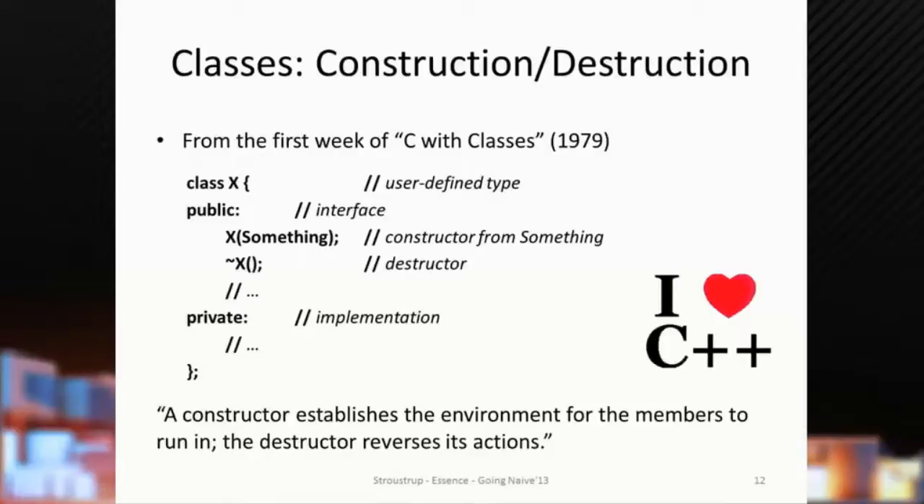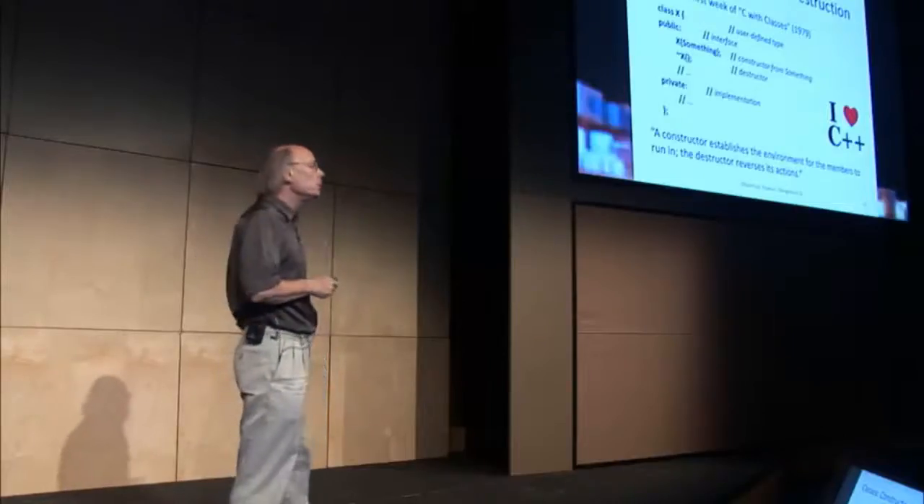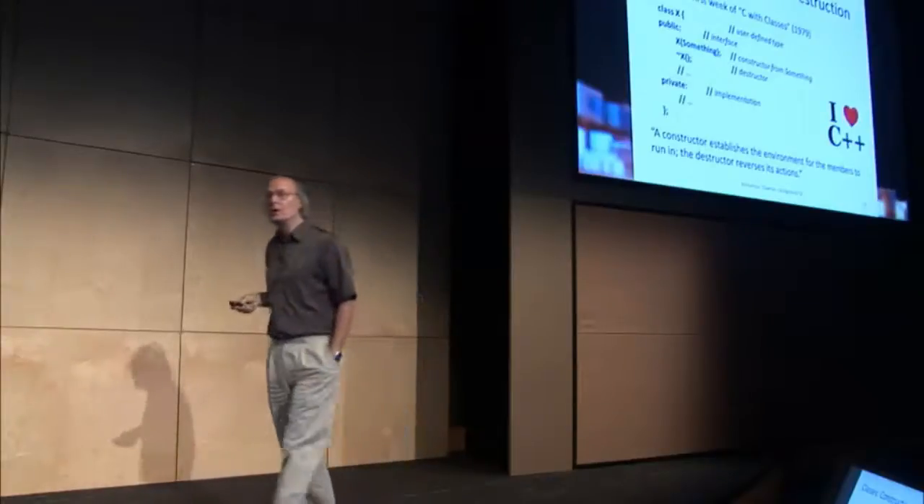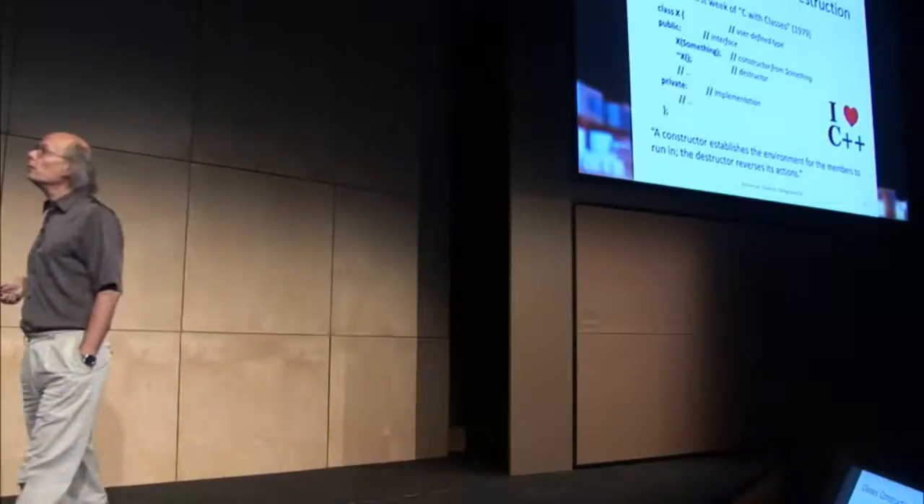So basically, here's a quote from about 2 weeks into the design of C with Classes a long time ago. A constructor establishes the environment for the members to run in. The destructor reverses its actions. Slightly paraphrased, because I hadn't invented the words constructor and destructor yet. But that's where a lot of C++ comes from, right there.